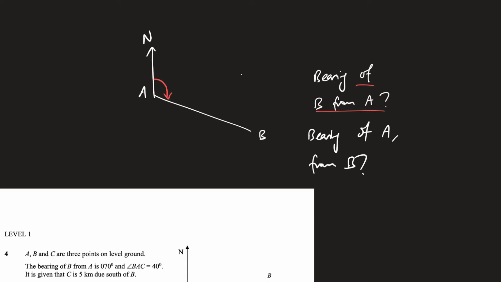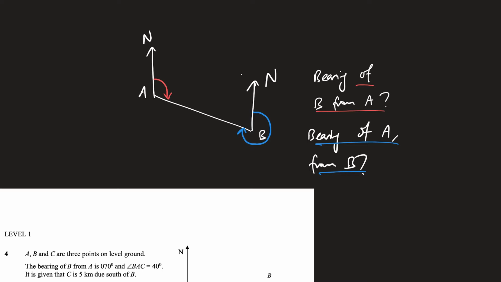If I ask what is the bearing of A from B, then I need to put a north at B. So I'm going to create another north here. For the bearing of A, I always go clockwise. So the bearing of A from B is from this all the way here. This is the bearing of A from B.